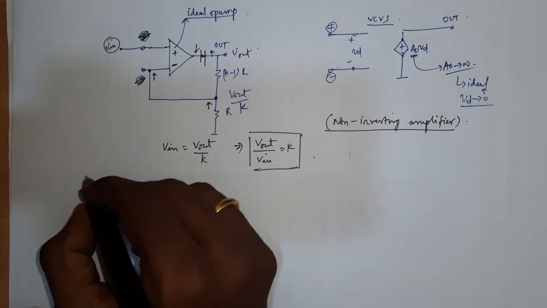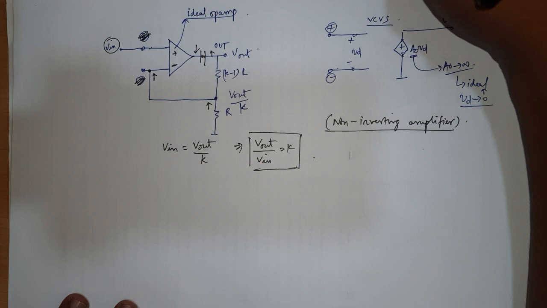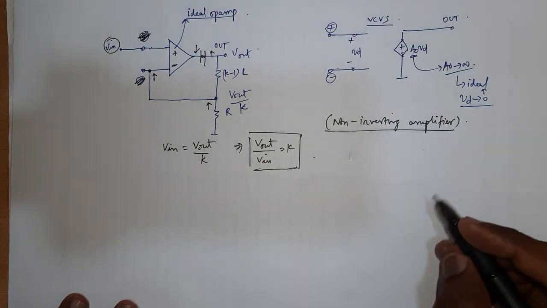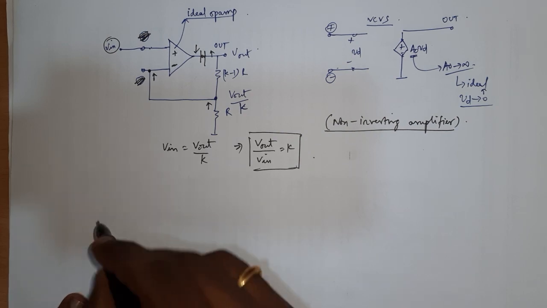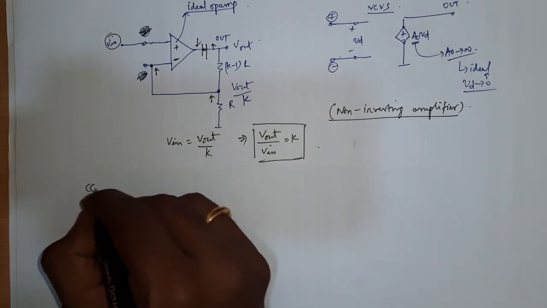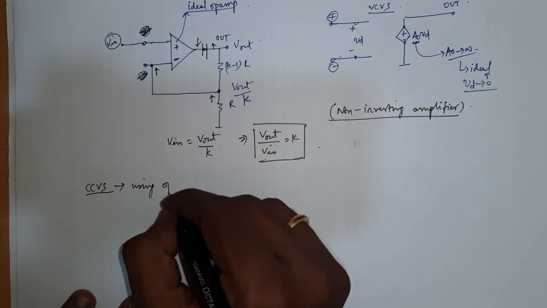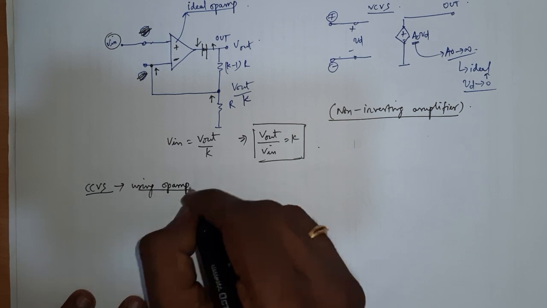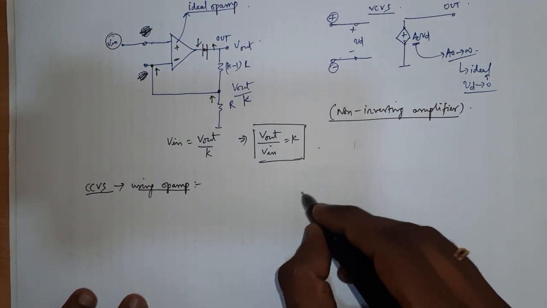Similarly, if you try to implement what is called a current controlled voltage source, which is very similar, let's try to do a current controlled voltage source using an op-amp. Let's again assume an ideal op-amp.